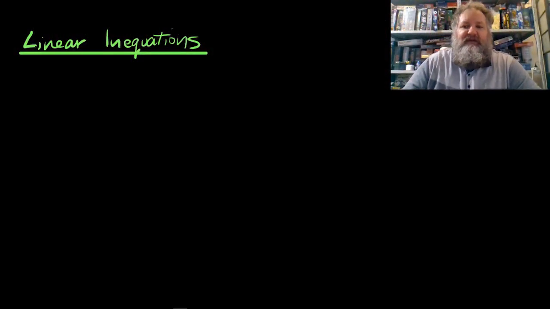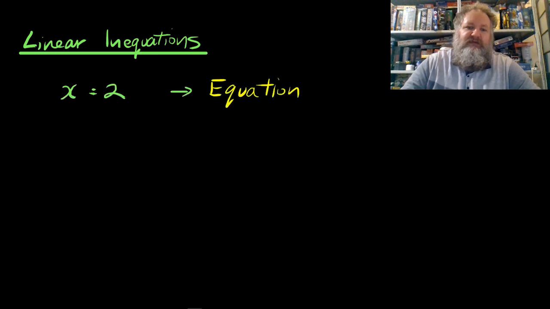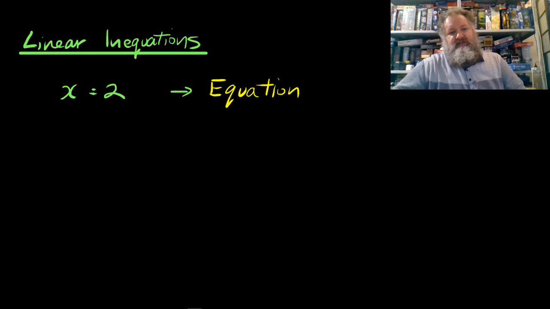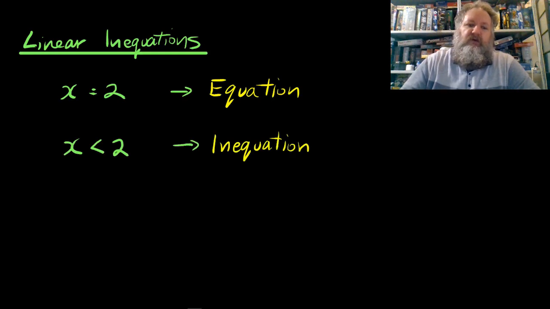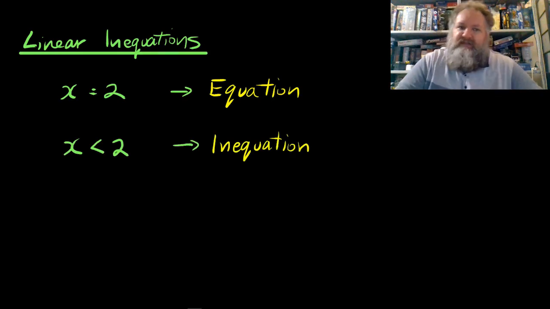Okay, let's talk about linear inequations. Up until this point, we've been talking about equations, linear equations, where the left-hand side is equal to the right-hand side. But what if that's not the case? What if we have something like this, an inequation? x is less than 2. Well, what are we talking about here, and how do we work with these?